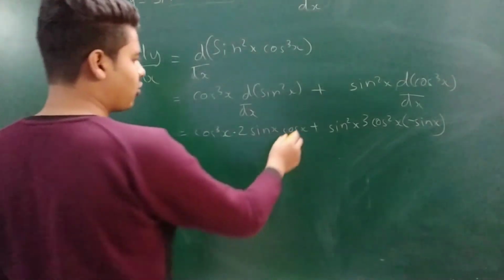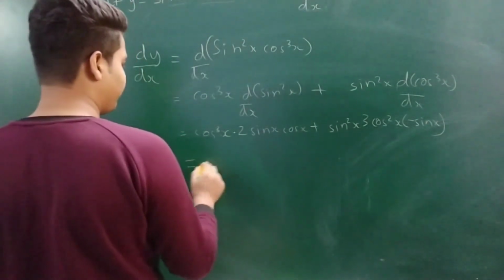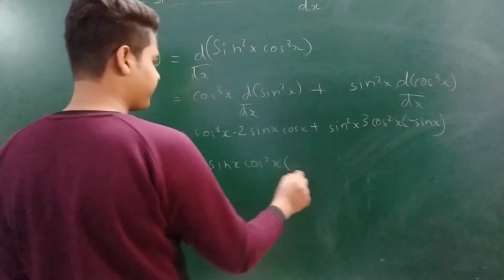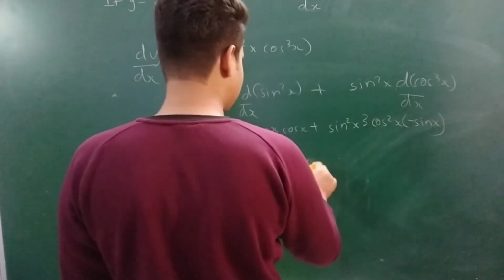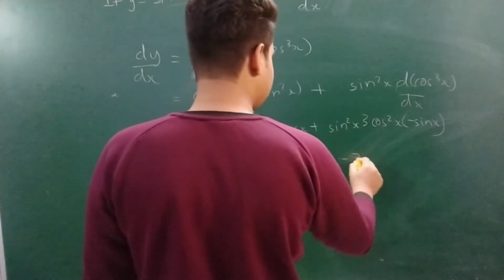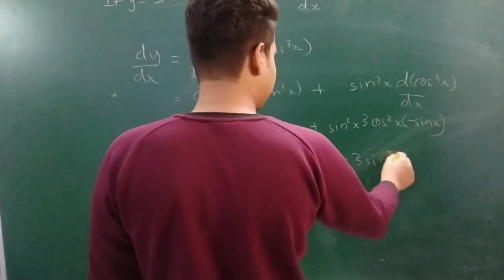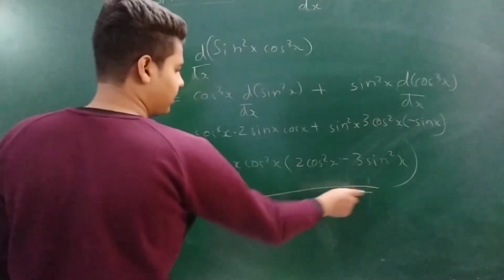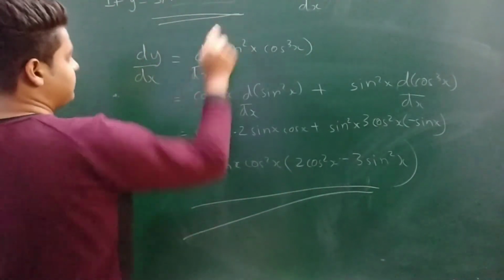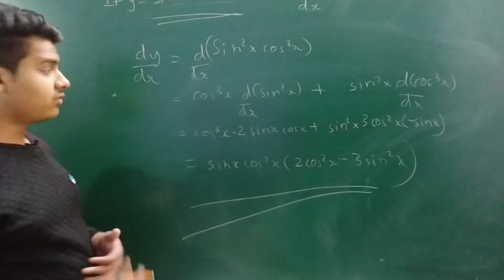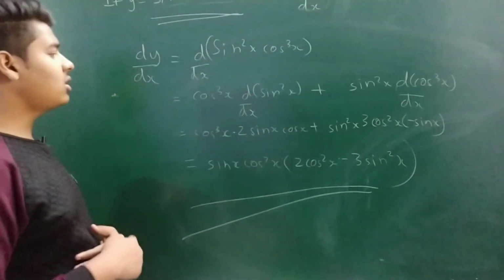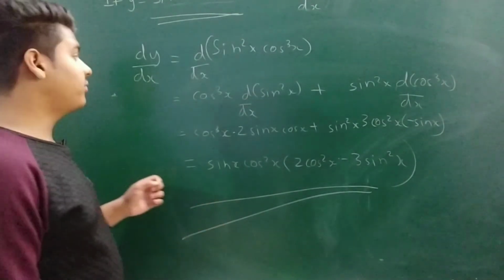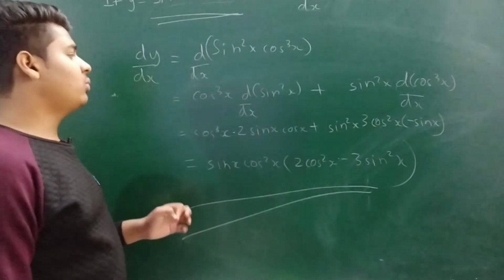From this we can take cos square x and sin x common, which will be sin x cos square x, and it will be 2 cos square x minus 3 sin square x. This is the final result after this has been differentiated. This is the final result of the solution. Please note it down. It was a very small question, but keeping the product rule in mind is very important. Otherwise, it will not be solved.